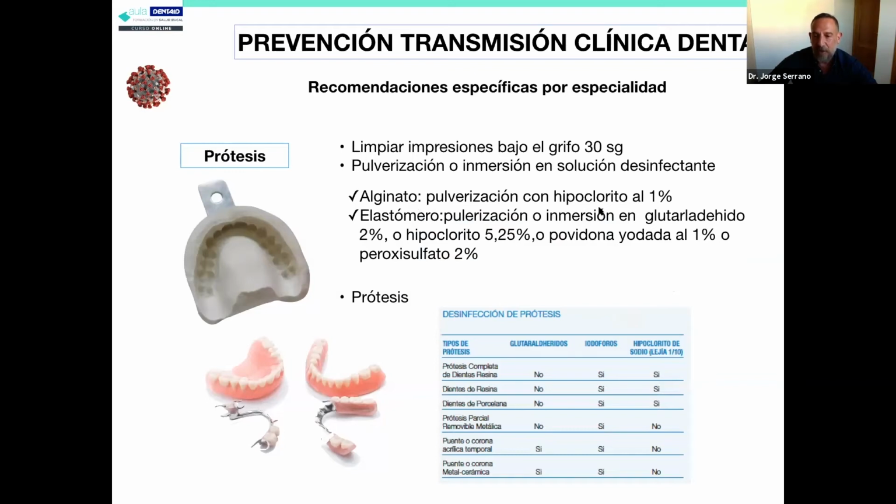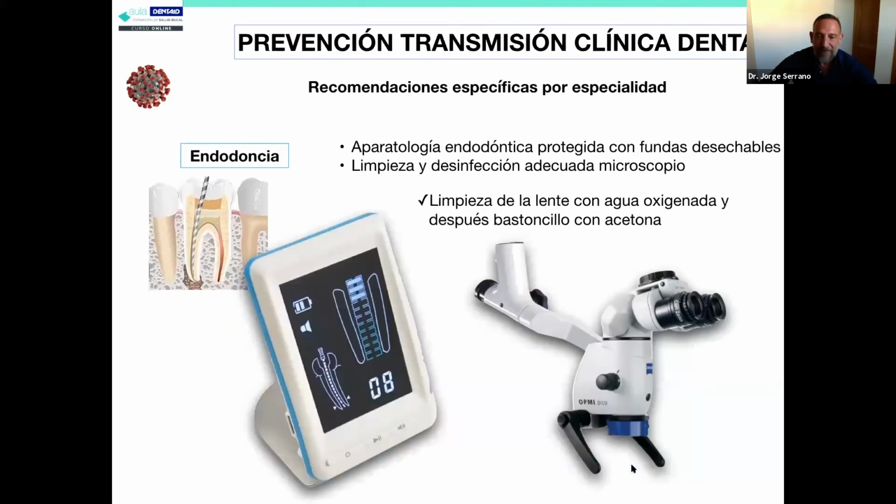For example, if we have used alginate, we should use hypochlorite, 1%. If we used an elastomeric impression material, we can use glutaraldehyde or hypochlorite 5.25%, povidone iodine, or peroxysulfate. And for dentures and prostheses, it depends on the material. If it's a resin denture, we can use hypochlorite, for example, but we should not use hypochlorite on metal. We should use glutaraldehyde or povidone iodine. In endodontics, we have to disinfect everything that we use.